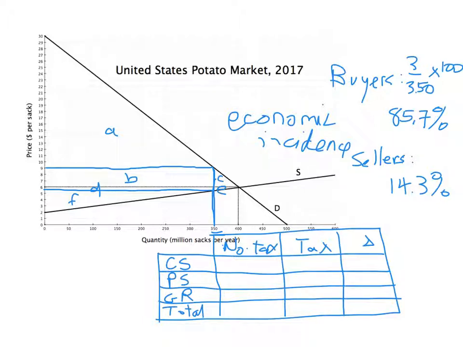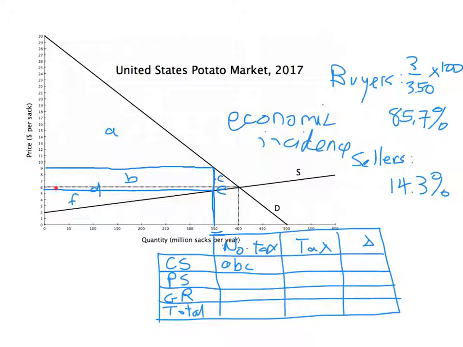So in the no tax case, we see that consumers got A, B, C worth of surplus. How do I know that? Because I know that the market cleared at 400 million sacks sold. The area below the demand curve, counting from 0 to the quantity exchanged and above the price, I end up with the area of this big triangle, otherwise known as A plus B plus C.